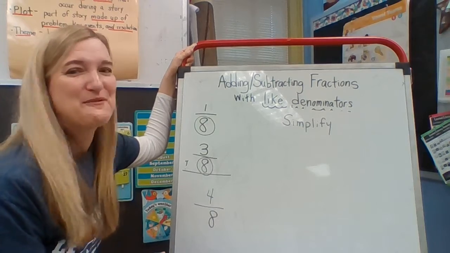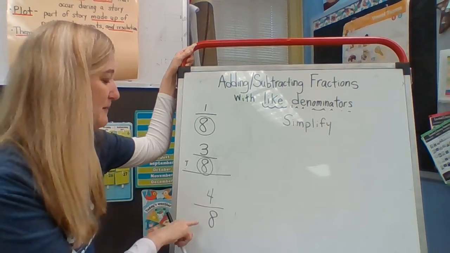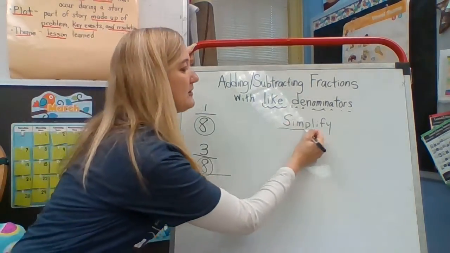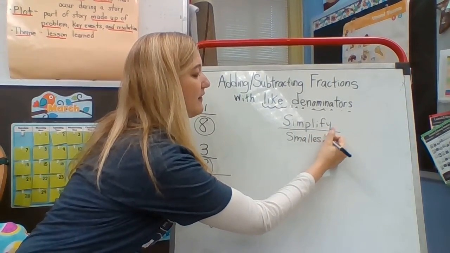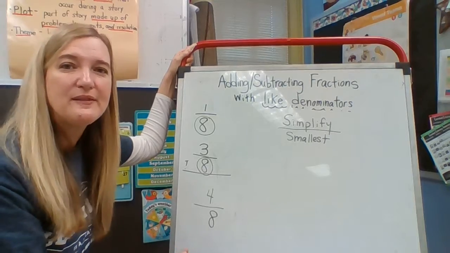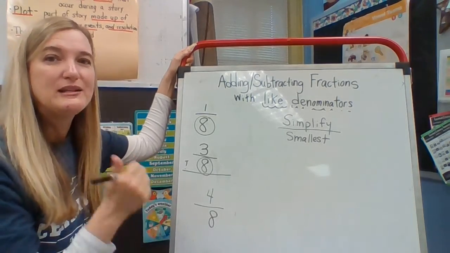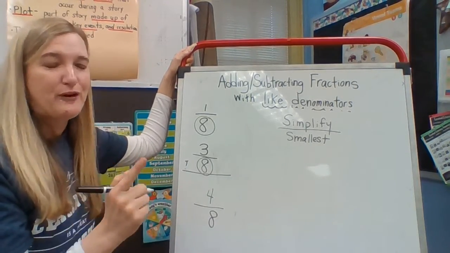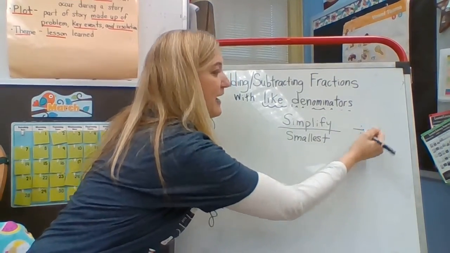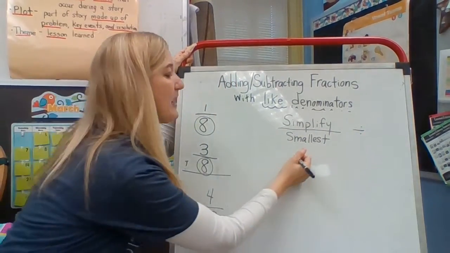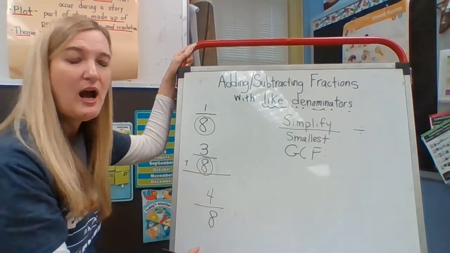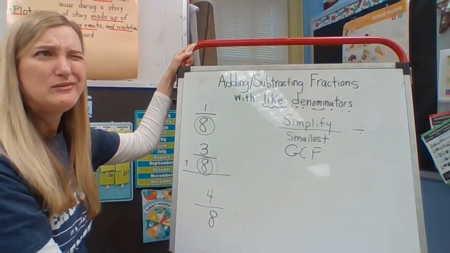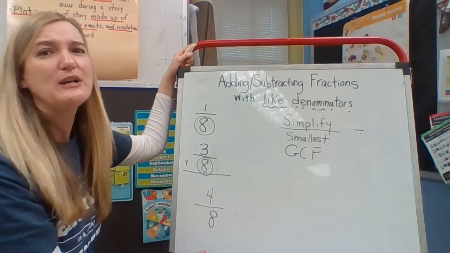It'd be really nice if we were finished, but we're not. We need to simplify 4/8, which means we're going to put this fraction in the smallest form possible. Whenever we're making things smaller, we are either subtracting or dividing. When we're simplifying fractions, we're always dividing, okay? And we're going to be dividing by our greatest common factor. And we've been doing this for maybe about 3-4 days now, maybe a little bit more. So you guys should be good with this.